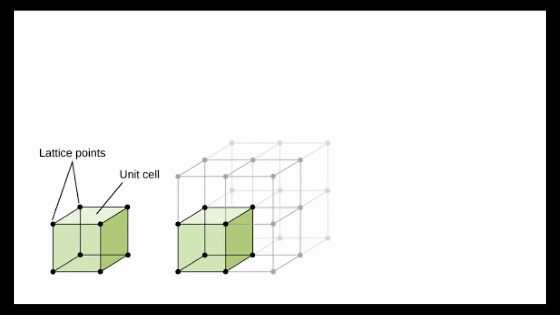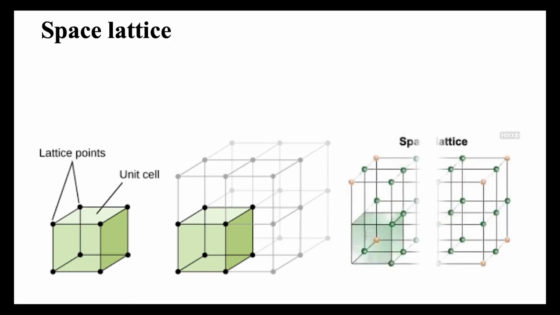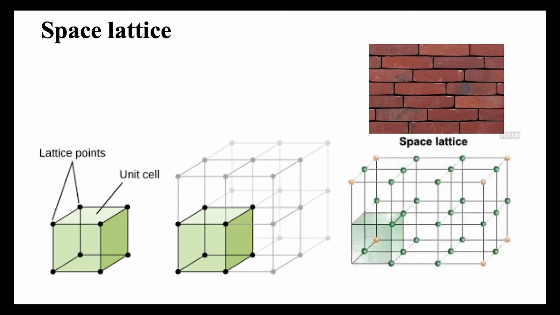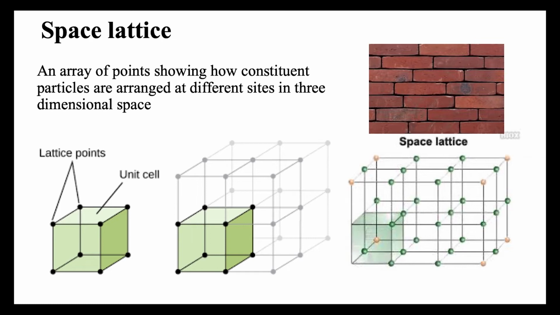Now, imagine such unit cells arranged in all three dimensions. Now, we get a complete crystal structure which we call a space lattice or crystal lattice. This is just like arranging bricks in an ordered arrangement to build a wall. So, a space lattice is an array of points showing how the constituent particles are arranged at different sites in three-dimensional space. Having discussed all this, you should understand a few things.